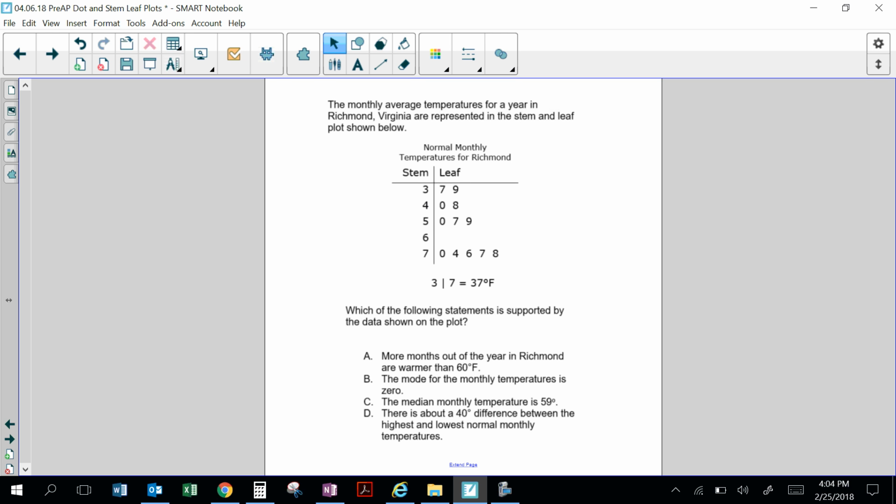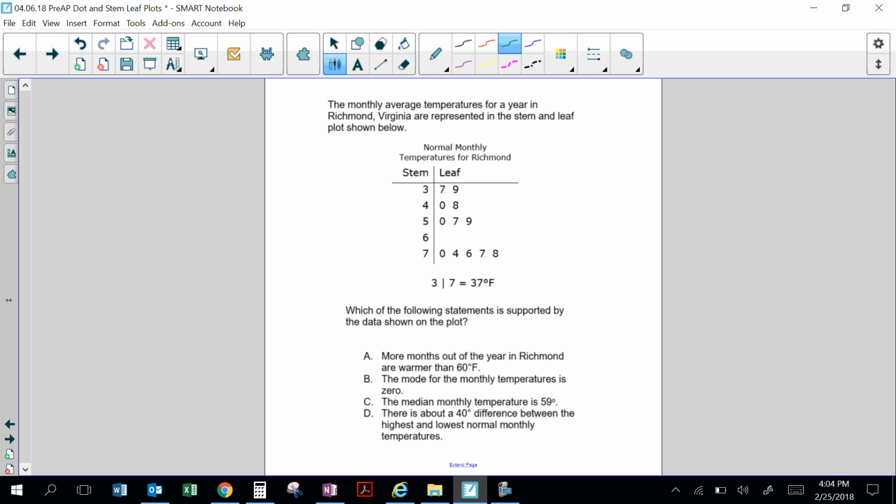So now that we understand stem and leaf a little better, can we answer a question about it? The monthly average temperatures for a year in Richmond, Virginia are represented in the stem and leaf plot shown below. So here are some temperatures in the 30s, 40s, 50s, no, in the 60s, and a lot of 70s. So it's a warmer climate in Virginia. Which of the following statements is supported by the data shown in the plot?